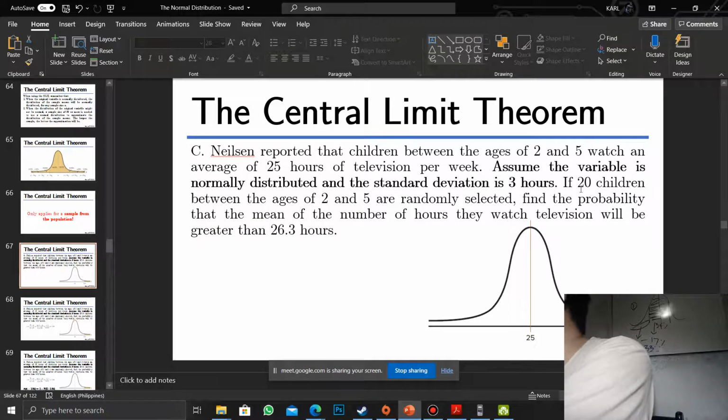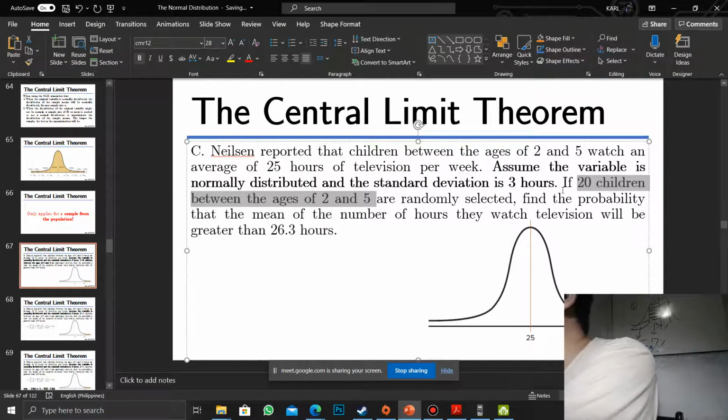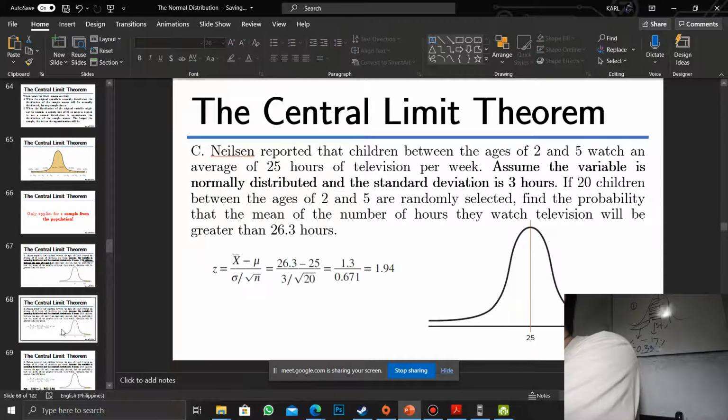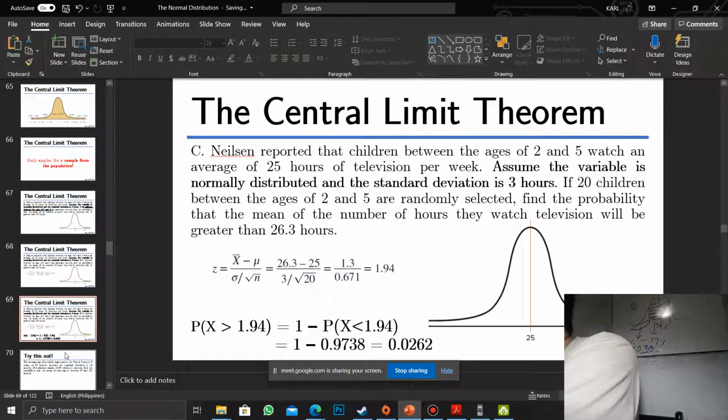If 20 children between the ages of 2 and 5 are randomly selected, find the probability that the mean of the number of hours they watch television will be greater than 26.3. Basta pag merong sample size, ano yon? Central limit theorem. So what do I mean? I'm going to do the long method muna. So this is what we're asked for. Look at the curve. Let's get the z-score. Then you get the area, the required area.